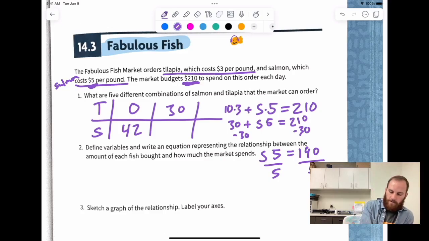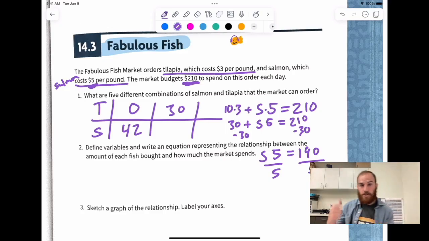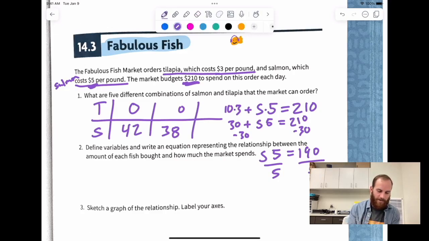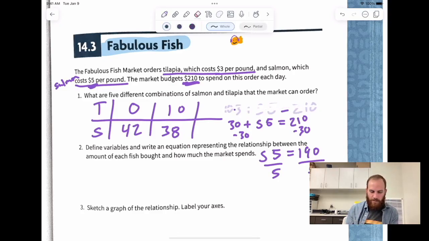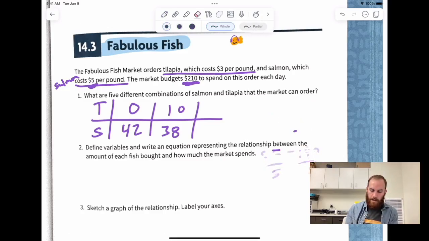Let's double check that. 190 divided by 5 equals 38. Let's go. All right, 10 and 38 pounds of salmon. Why does that seem wrong? Oh, here's why it seems wrong, because this was 10 pounds, not 30. All right, there we go. So we've got 10 and 38. Let's do one more. I don't know what y'all's did, but if you plug what you got into an equation and it's true, then you'll be good.